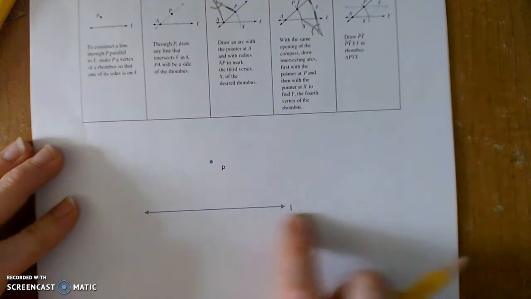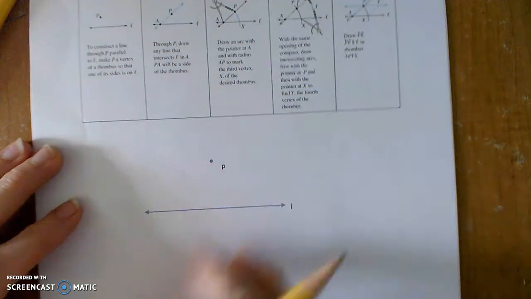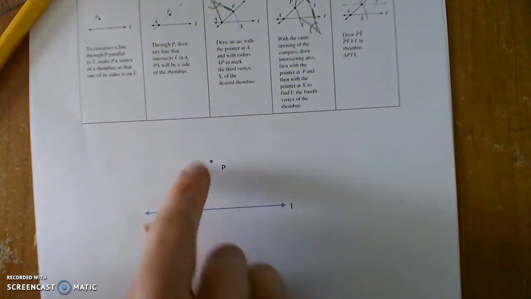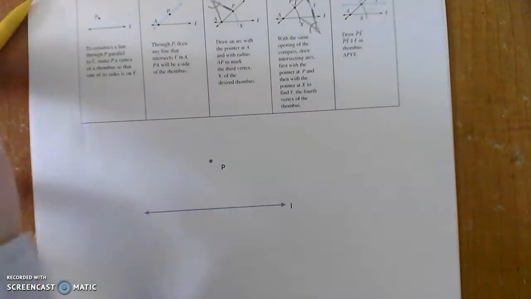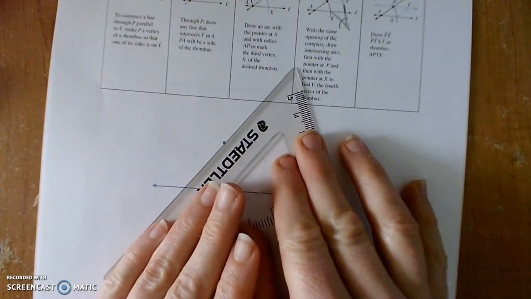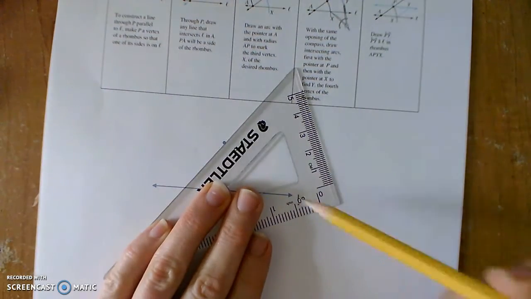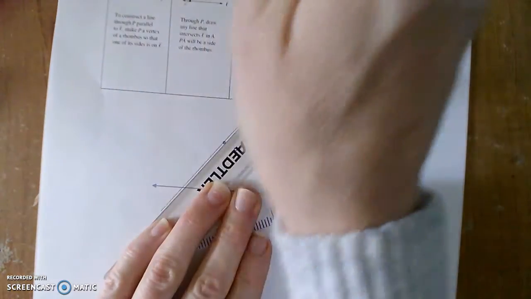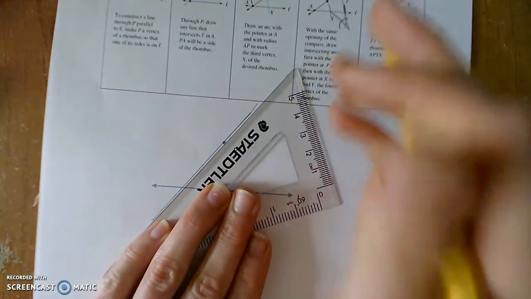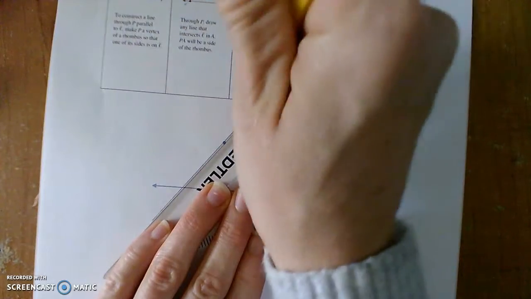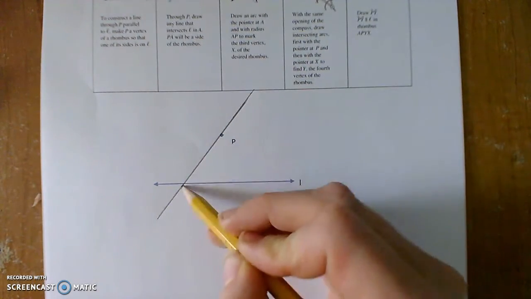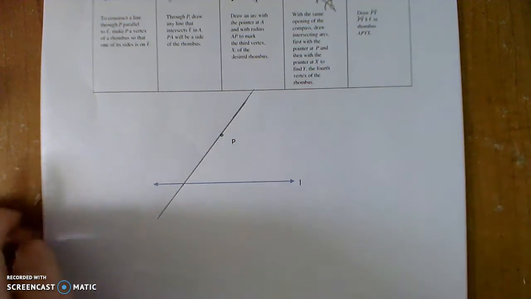So first, suppose I'm given a line and a point, and I'm trying to construct the line parallel to L through P. So the first thing I'm going to do is draw in a transversal line that intersects the line that I'm given and that goes through the point. So I'll imagine that this distance here is one side of my rhombus.